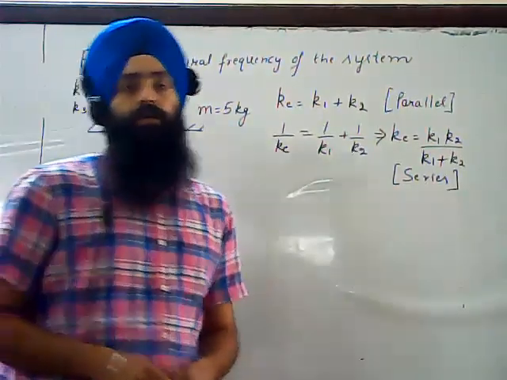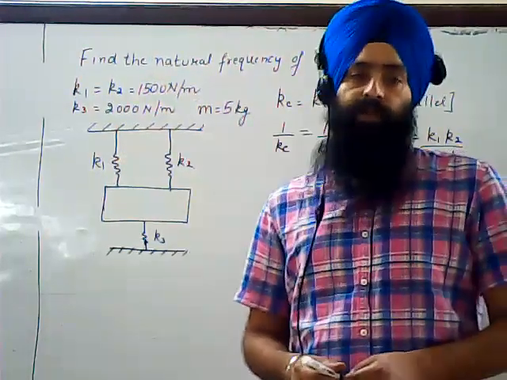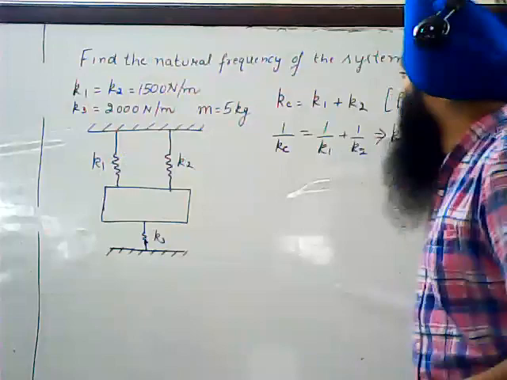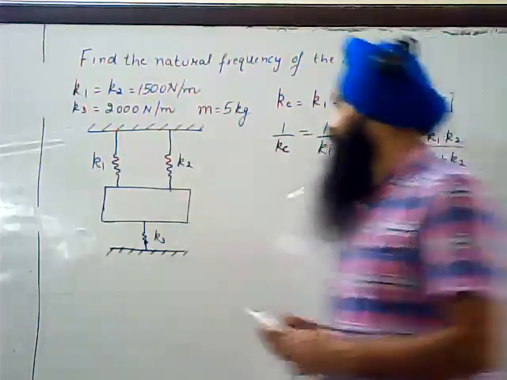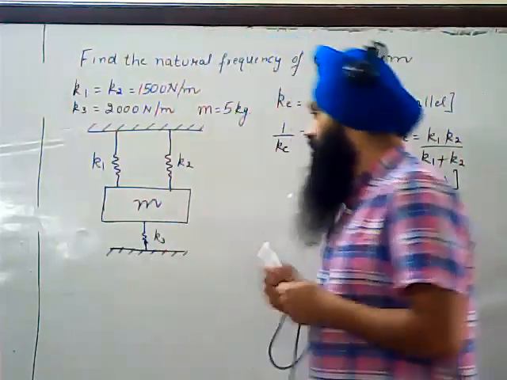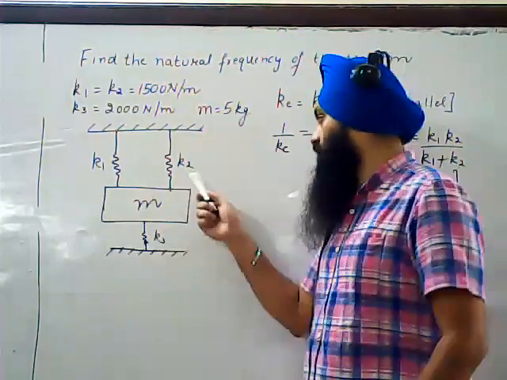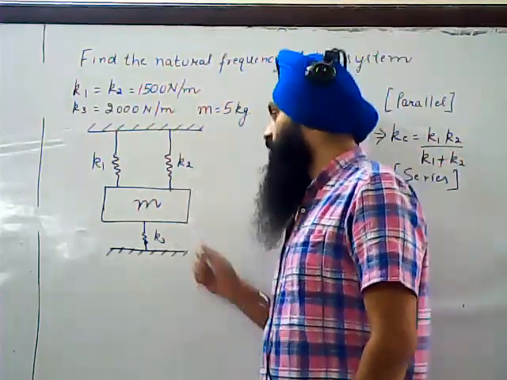Okay, today we will solve a numerical on undamped free vibrations. Find the natural frequency of the system shown in the figure. So in this case, we have three springs. One has stiffness K1, another has stiffness K2, and the third has stiffness K3.